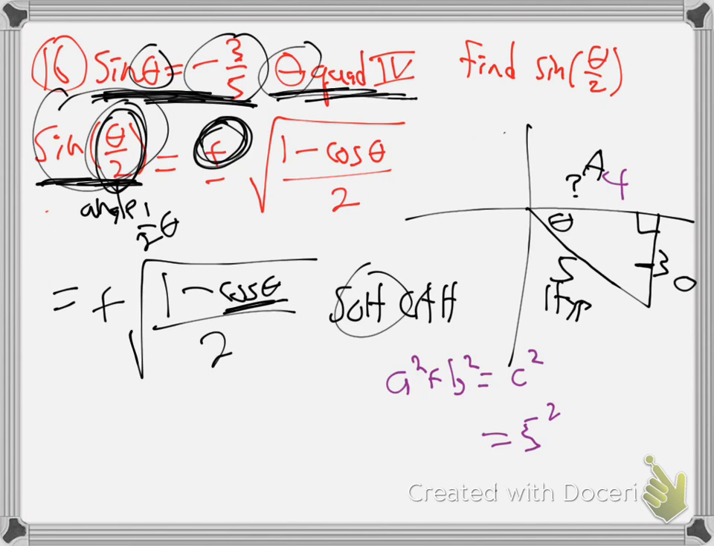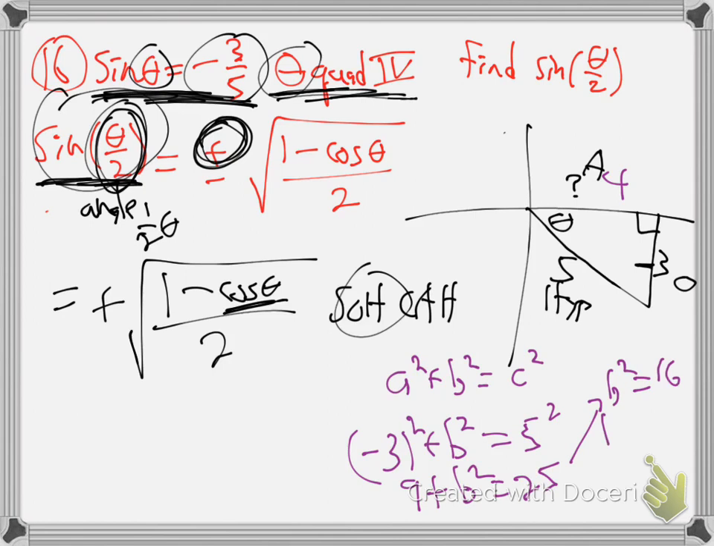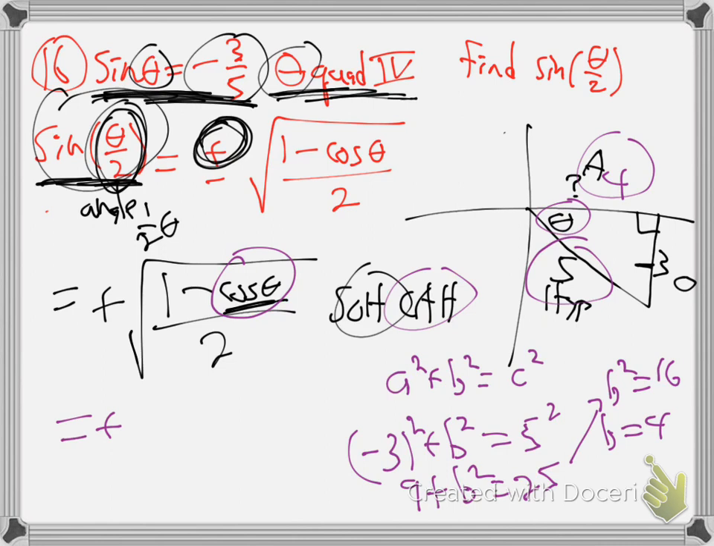I'll do it formally. So it'd be negative 3 squared plus b squared. That's 9 plus b squared is 25. If you subtract 9 from both sides there, you're going to get b squared is 16. So b is 4, as we said. All right. So what does that mean? Well, that means we can get cosine of regular theta, because this is a regular theta triangle. What's cosine? Adjacent over hypotenuse. Cosine is 4/5. But careful, is it negative 4/5 or positive 4/5?